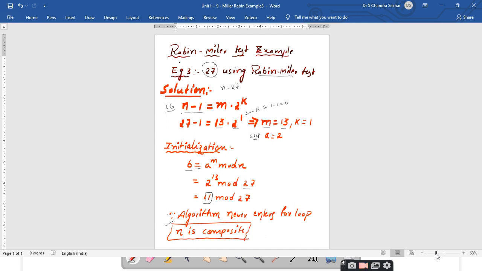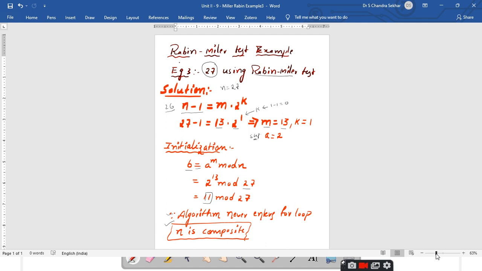So this is how the algorithm is defined, and this is how we test some numbers to check whether they are prime or composite. Is it clear up to this point? You are now unmuted. Yes, sir.